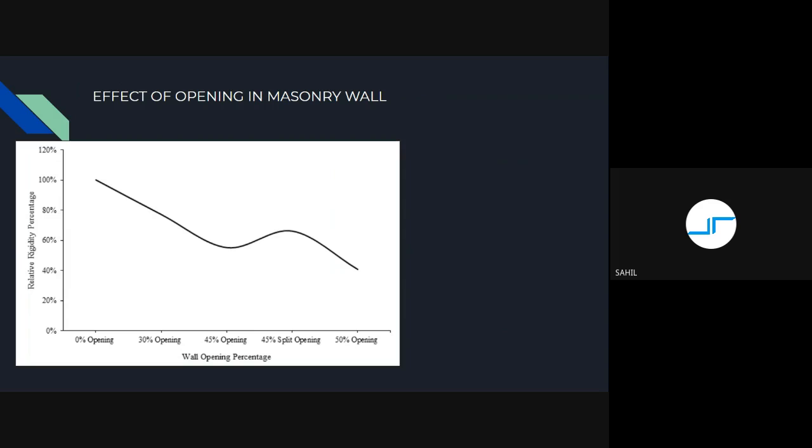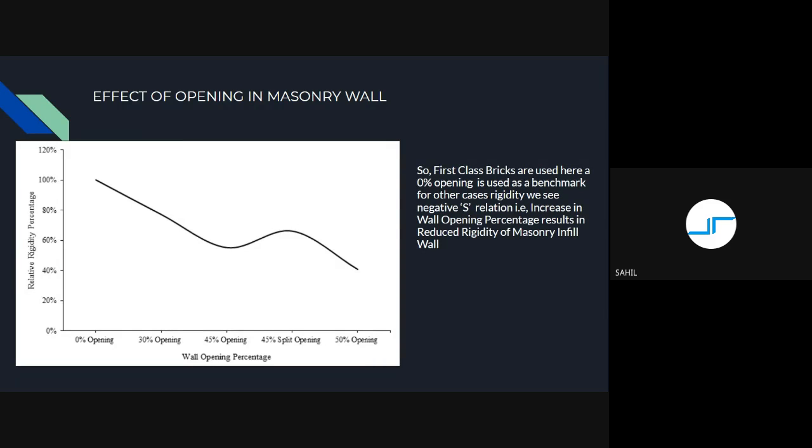So the effect of opening in the masonry infill wall. Here we are studying the effect of introducing openings in the masonry infill wall. The x-axis shows the increasing order of opening in the wall, and the y-axis shows the relative rigidity of the wall. As you can see, when we increase the opening in the wall, the relative rigidity decreases. We see a downward relation between rigidity and the opening of the wall.